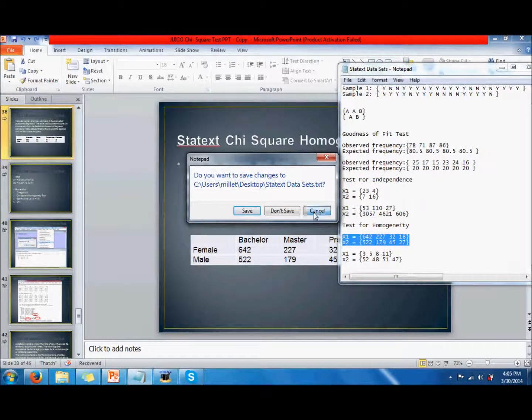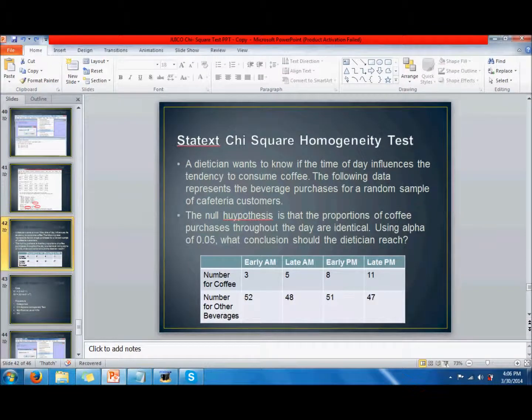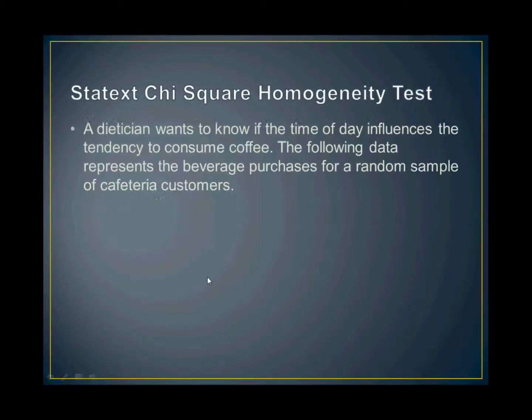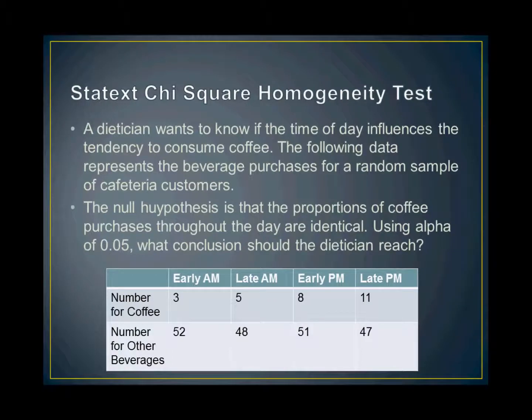So moving on to our next example. This is the second example and the last example I will show you. A dietitian wants to know if the time of day influences the tendency to consume coffee. The following data represents the beverage purchases for a random sample of cafeteria customers. The null hypothesis is that the proportions of coffee purchases throughout the day are identical. Using alpha of 0.05, what conclusion should the dietitian reach? So here is the table.